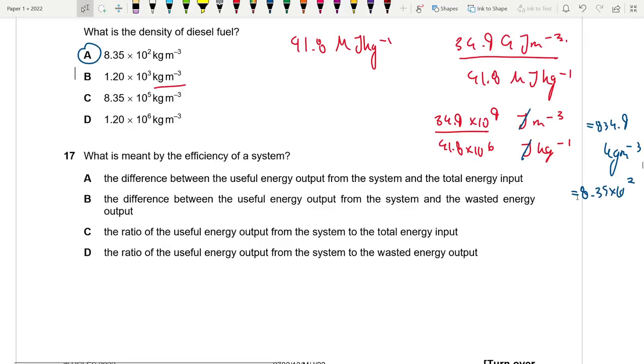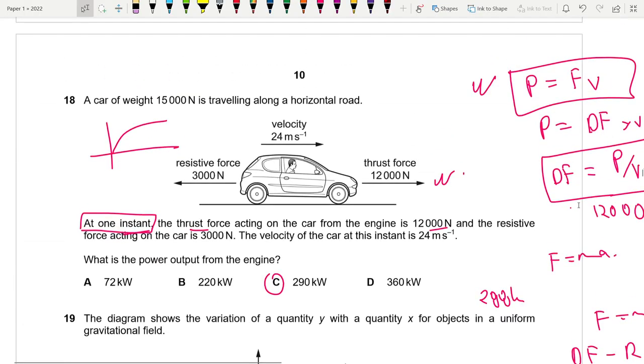What is meant by the efficiency of the system? It's basically useful power output divided by total power input into 100. Or just the ratio. Look at C, the ratio of useful power output to the total power input. That is the best way of wording it, okay? The others are wrong. I'm just looking for the correct one over here. 18.